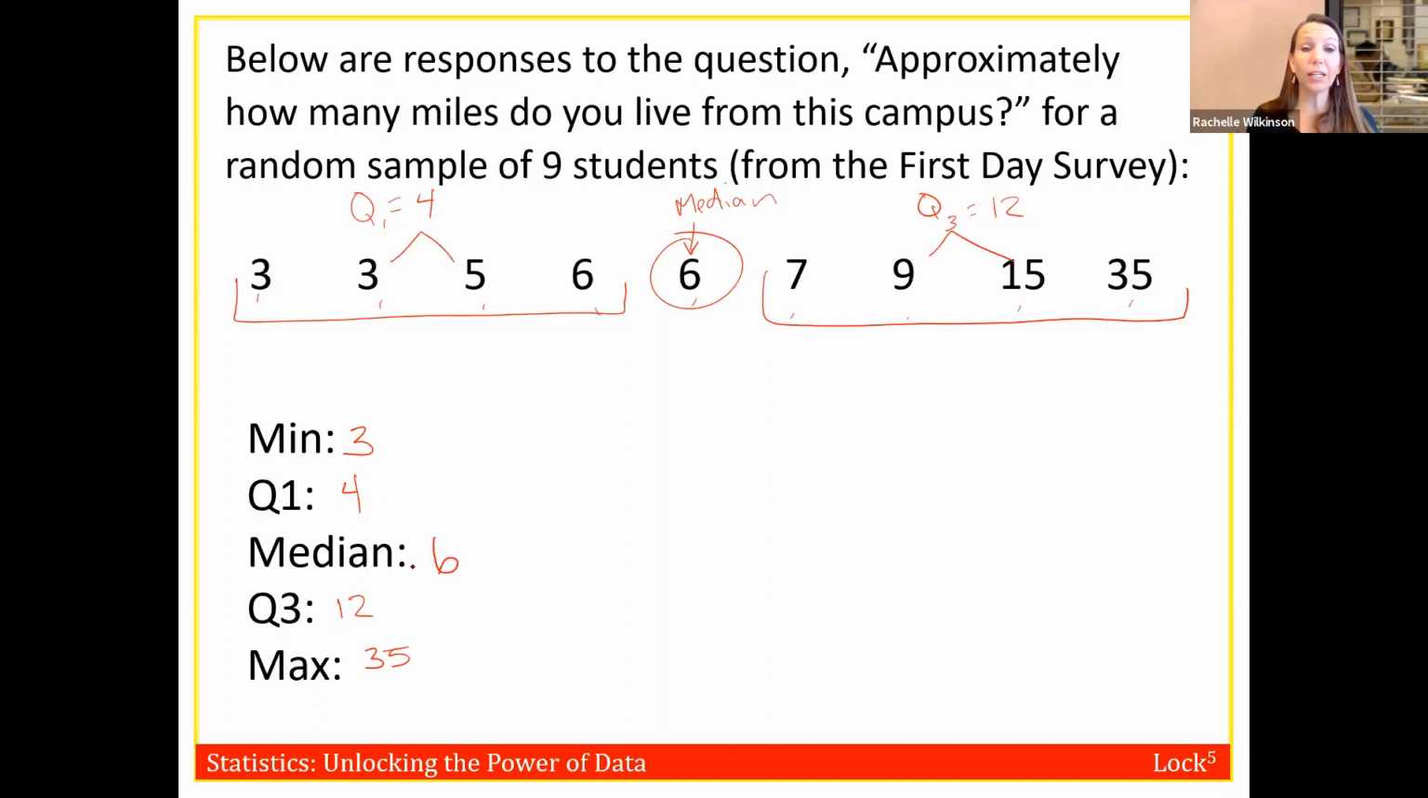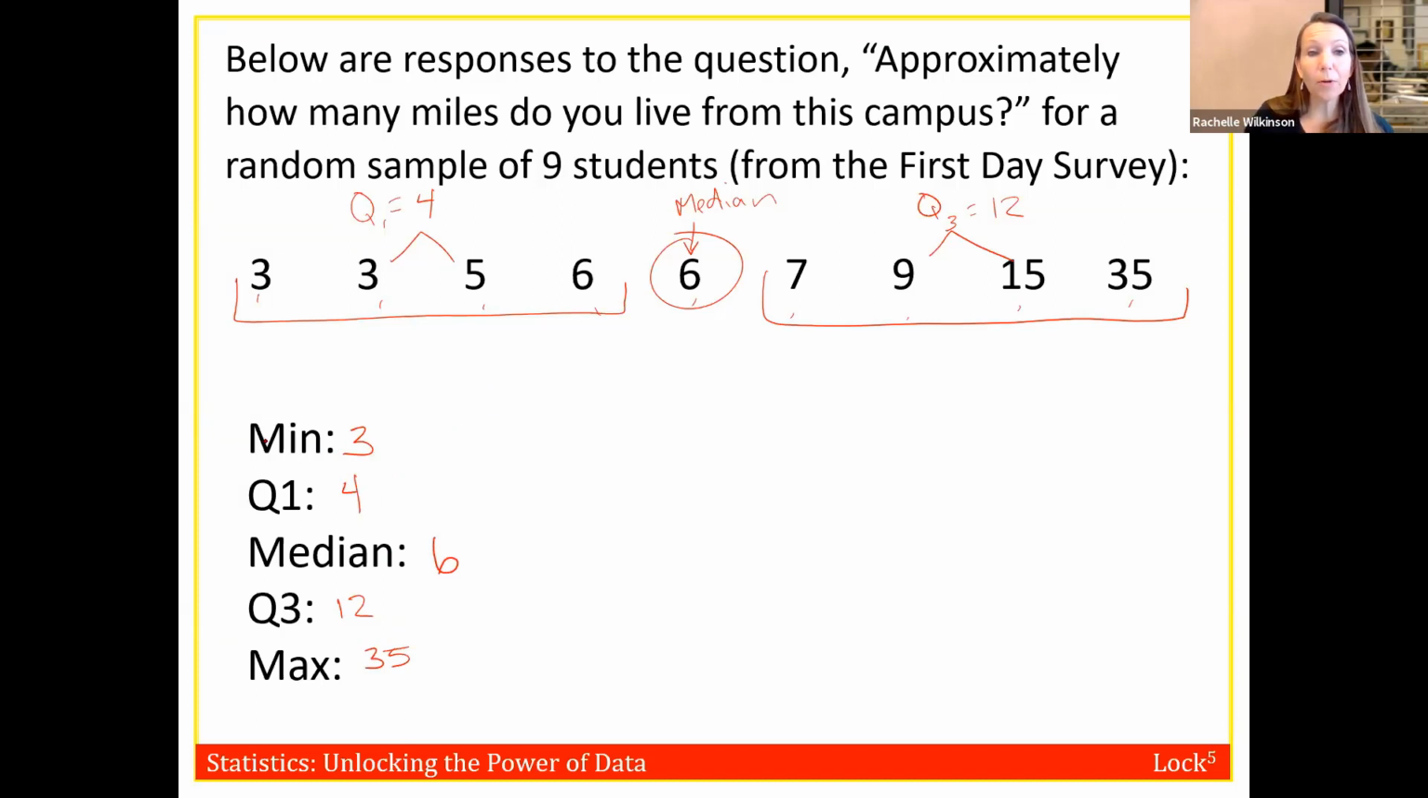Remember, the 5-number summary is a measure of spread. So how is this kind of measuring our spread? Well, first of all, I can see what we call the range. The range is the maximum minus the minimum. So you can see I had a span of 32 miles. The closest one to campus was 3 miles. The farthest one was 35. So that's a span of 32. That's kind of interesting.